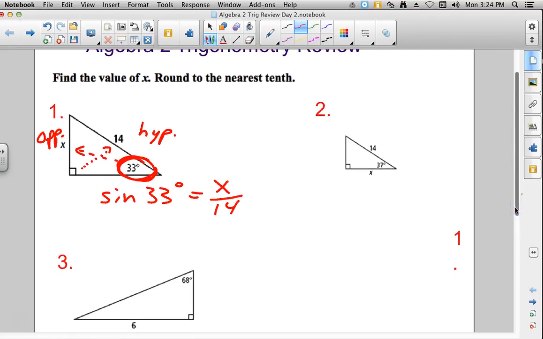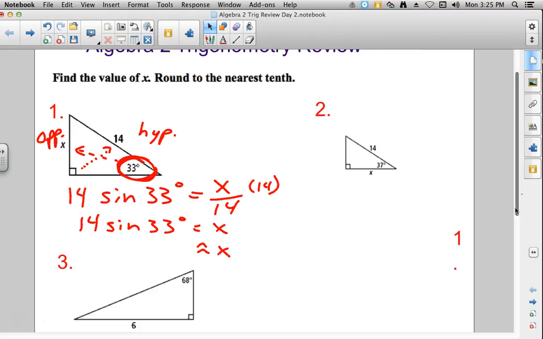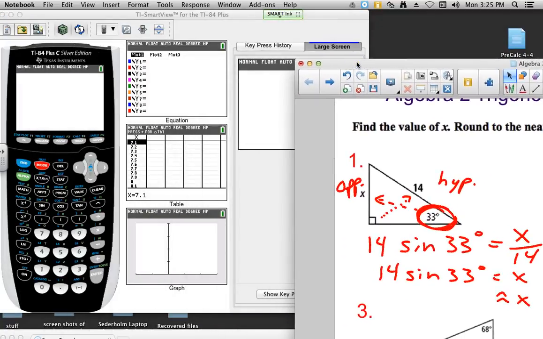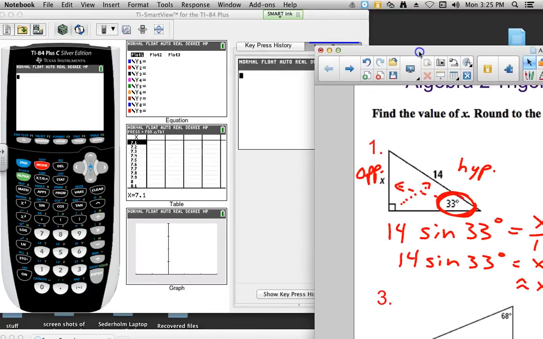So if I want to get x all by itself and it's being divided by 14, what I have to do is multiply both sides by 14. And again, that number is stored in my calculator and it's just waiting for me whenever I need it. So I noticed the directions said round to the nearest tenth. And what we would want to do, especially on the MCAs or the ACTs, is make sure that your calculator is going to be set to the degree mode.